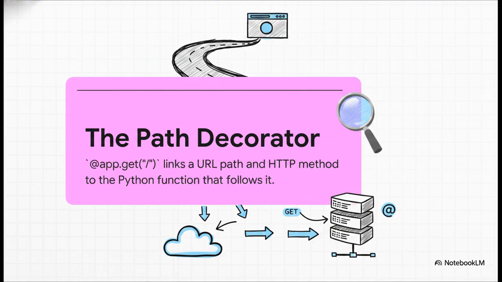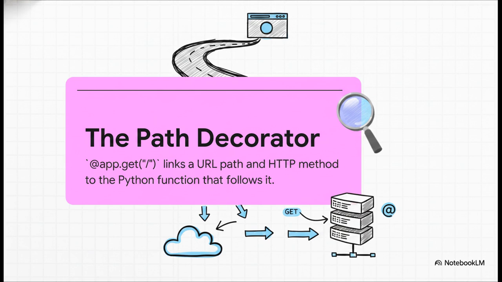This is called a path decorator. That @ symbol tells Python that this line is modifying the function that comes right after it. Let's break it down. App is our main application. .get specifies the HTTP method, meaning this code runs when a browser is getting information. And / is the URL path, in this case just the home page.